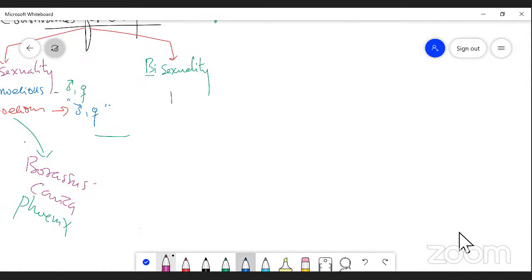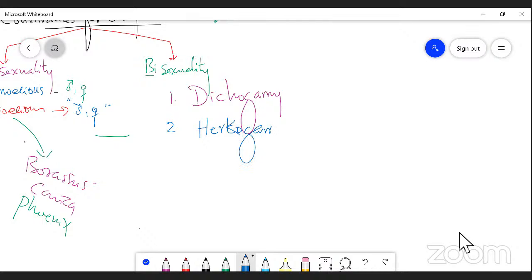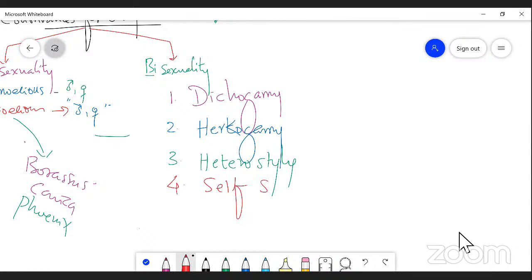Bisexuality has the following types. The first type is dichogamy, the second is ergogamy, the third is heterostyle, and the fourth is self-sterility.